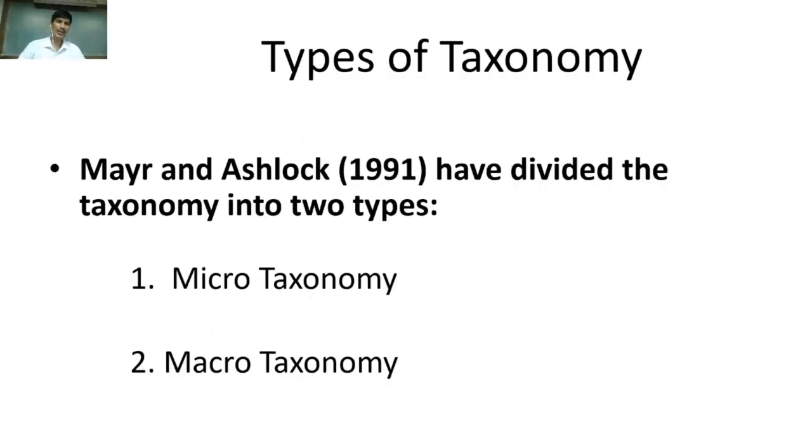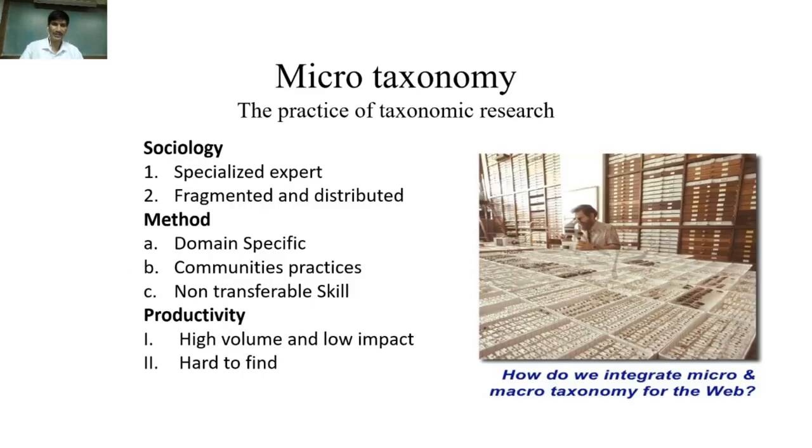Then we go on to what type of taxonomy. Regarding the types of taxonomy, Mayes and Aslog in 1991 classified taxonomy into two parts. One is microtaxonomy and the other is macrotaxonomy. What does microtaxonomy mean? Microtaxonomy is the study of organisms at the single species level. Those scientists or researchers select only a single species to study for taxonomy purposes.